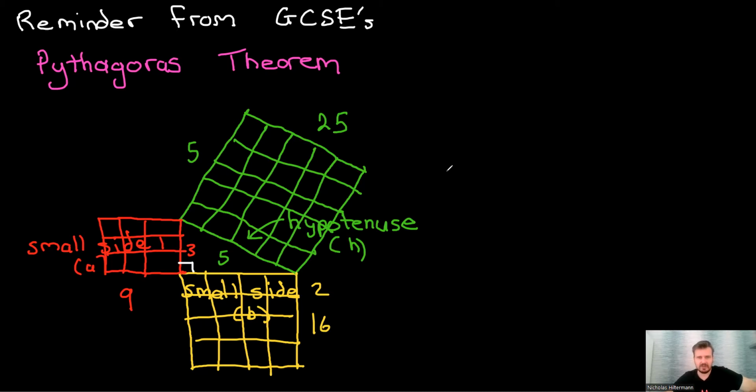But basically what we know is, I'm calling this red one the small side 1, which we could call A. Maths is all about turning things into letters to make it easier to write. But just think of A as being the small side. So A squared plus the other small side, which we call B, small side 2, B squared is equal to the hypotenuse squared. In other words, the long side.